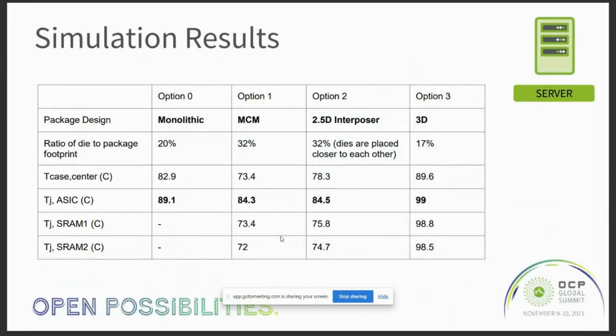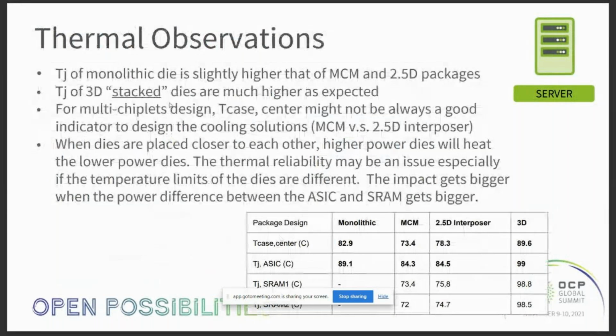So I already shared this one, but let me repeat it one more time. The simulation results show that the junction temperature of the monolithic die is slightly higher than that of MCM and 2.5D packages. And the 3D stack die has the highest junction temperature. And the third bullet, as I mentioned, is that the case temperature is actually not a good indicator if we try to use it to define the thermal performance of the packages.